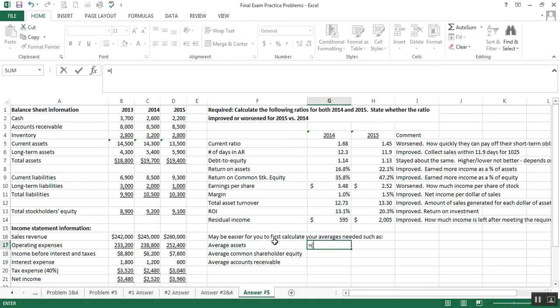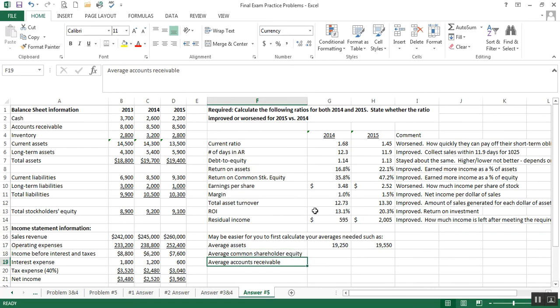So average assets for 2014 is your 2014 plus your 2013 divided by 2. And same thing for 15. You would take your 15 plus 14 and divide it by 2. And then you would do that for each of the equity and accounts receivable accounts.